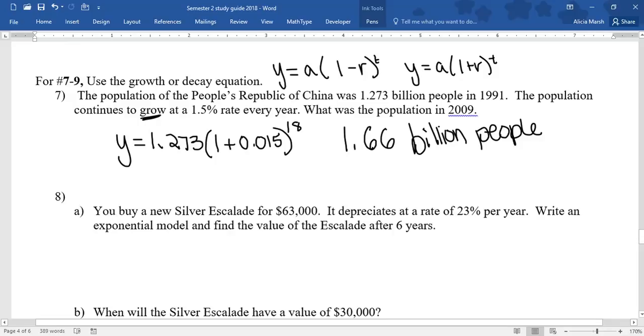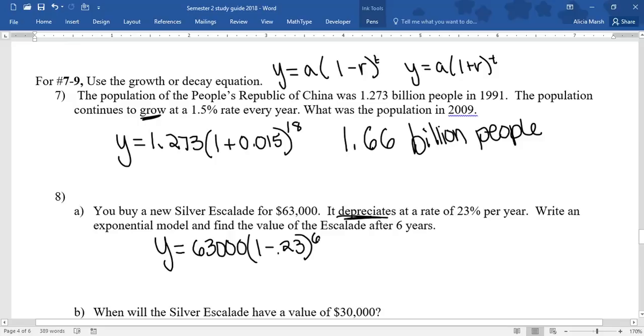This one, I'm going to buy a new silver Escalade for $63,000. I'm going to be rolling. It depreciates at a rate of 23% per year. Not very good, but you know what? It's fine. After 6 years, I want to know how much my Escalade is going to be worth. So it is depreciating, so that tells me I have to use this formula, that one. They want me to find the value after years, so I don't know why, but I do know I bought my Escalade for $63,000. It's going to be 1 minus 0.23, and they told me the time is 6 years.